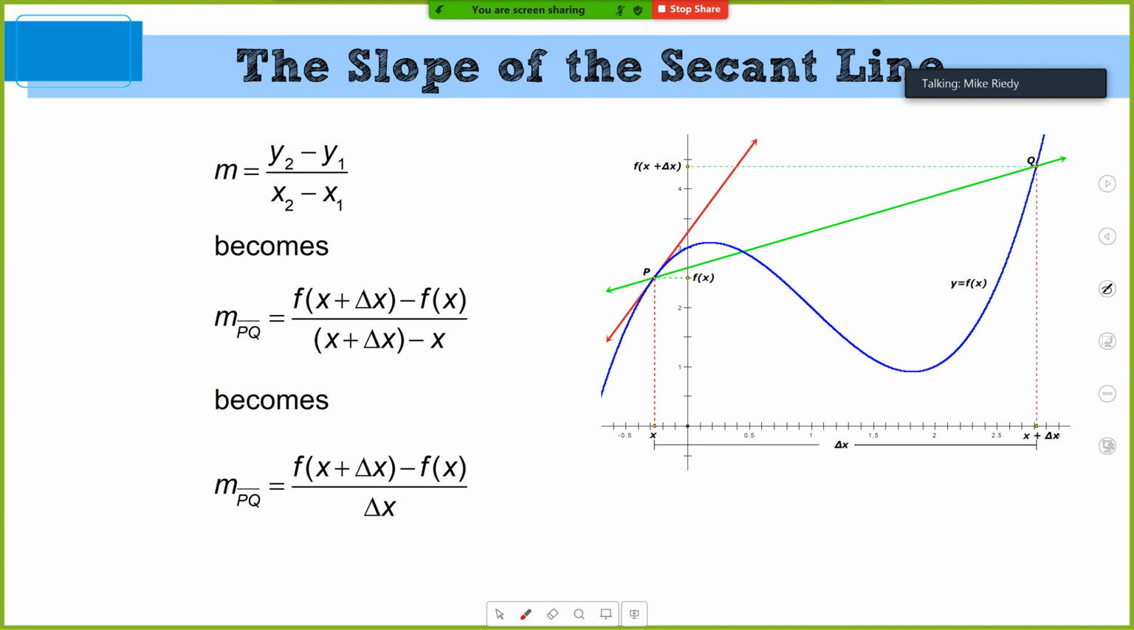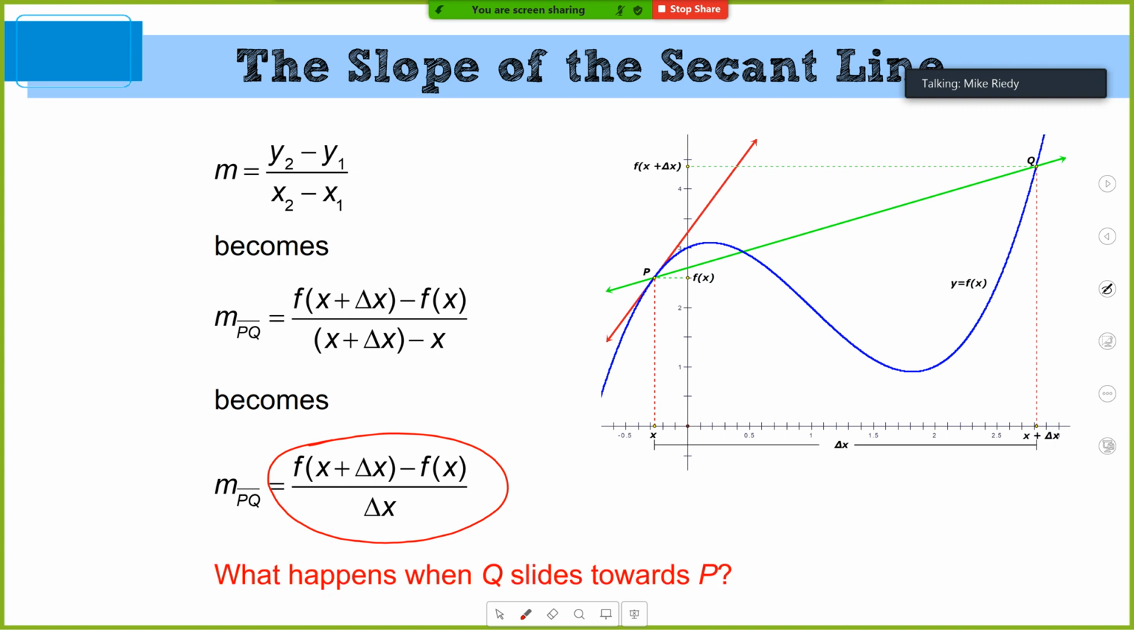Well, that's not very exciting. It's just an Algebra 1 problem with some x's and delta x's thrown in there just to make things interesting. But this should look pretty familiar because we've been practicing with that for a while, also known as the difference quotient. So how do we incorporate some calculus into this? Well, what happens, as the question says, when Q slides towards P.